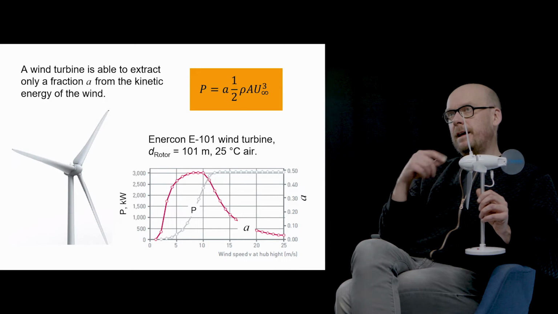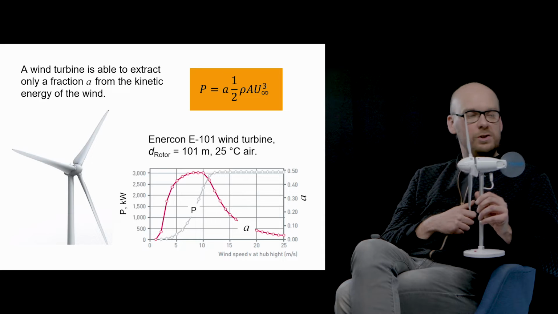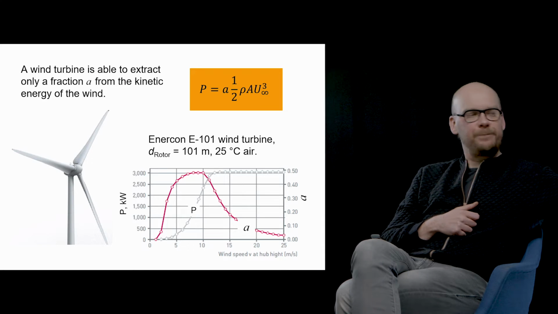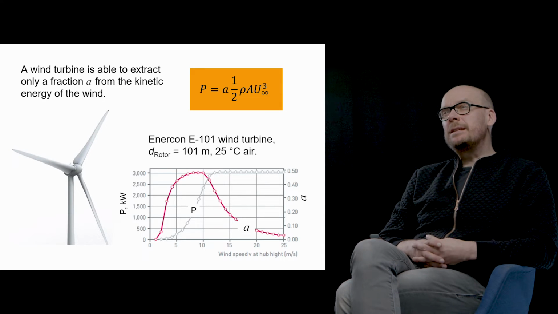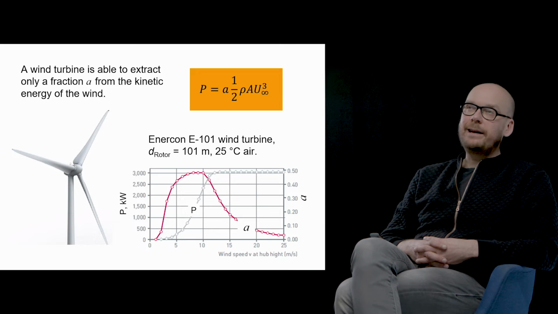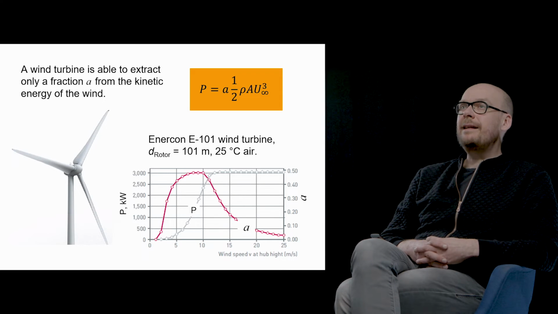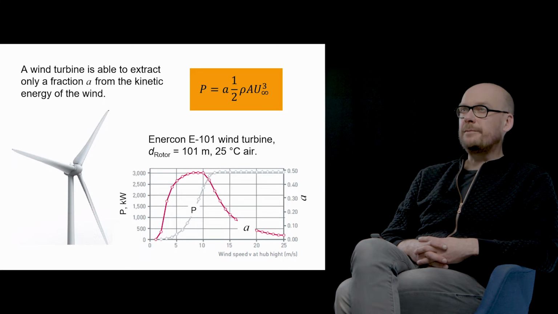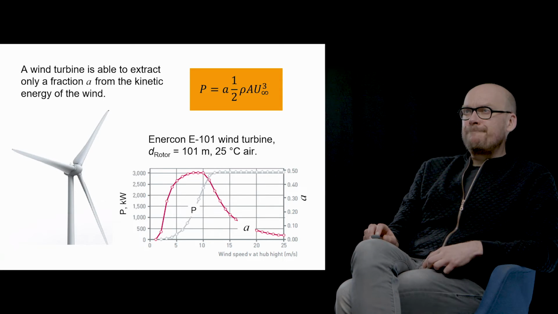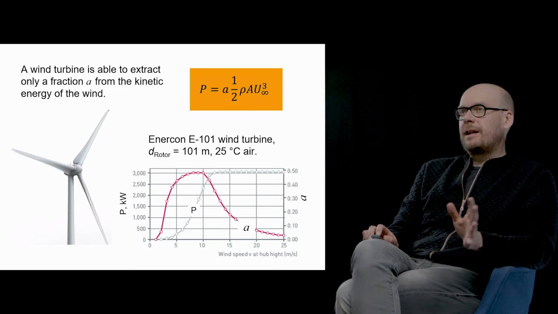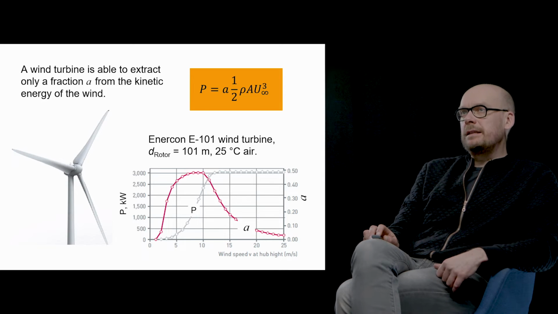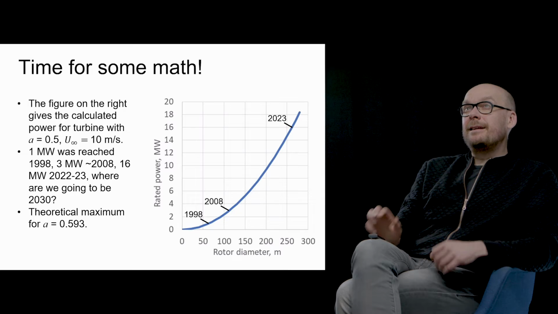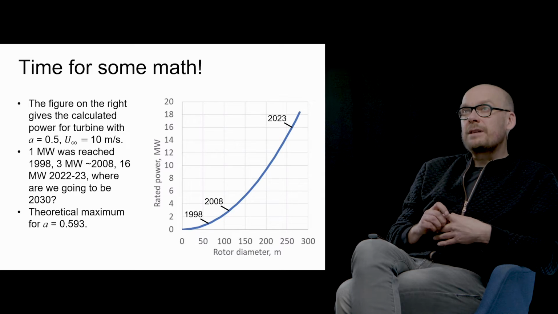And this figure here shows an example of a commercial turbine. You can see that at maximum this turbine gives 3 megawatts of power, and the maximum power coefficient is around 0.5. And you can calculate all other points as a function of velocity using this kind of measured curves for the turbines. And then time for some math.